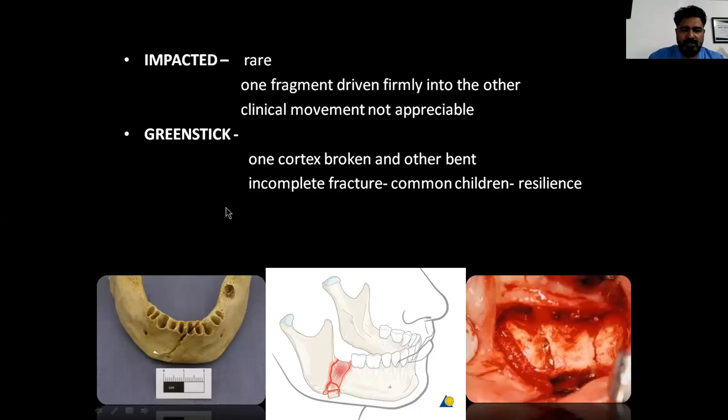Then impacted fractures, which are very rare. One fragment is driven firmly into the other. They override or impact in each other. Clinical movement is not appreciable in this type of fracture. Then greenstick fracture: one cortex is broken and the other is bent. It is an incomplete fracture. See, if there are two cortices, one cortex is broken and the other is bent. So it is an incomplete fracture. The fracture is not complete.